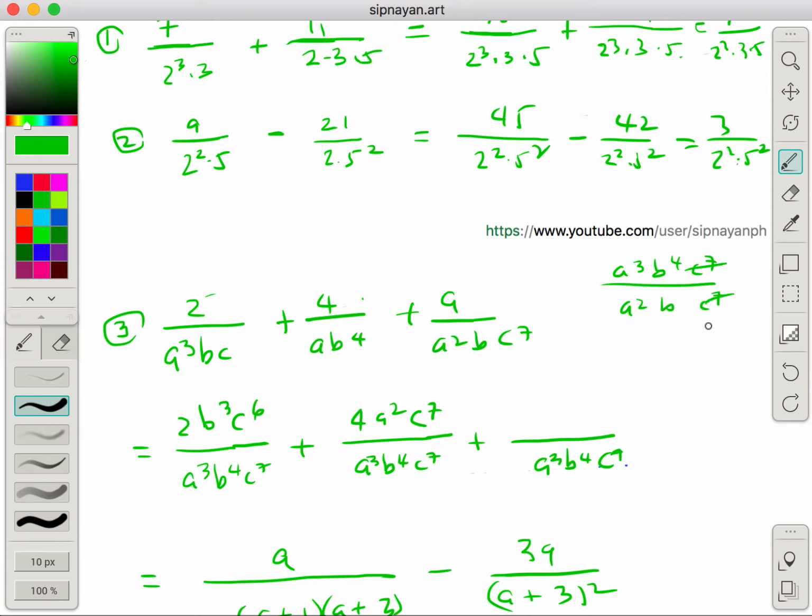So maka-cancel yung c to the seventh, ito magiging b cubed, ito magiging a. So ab cubed times 9. So magiging 9ab cubed. Tapos since pare-pareho naman yan, pwede na natin siyang isa na lang.